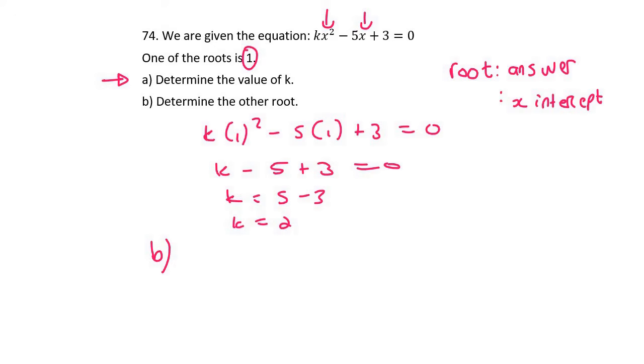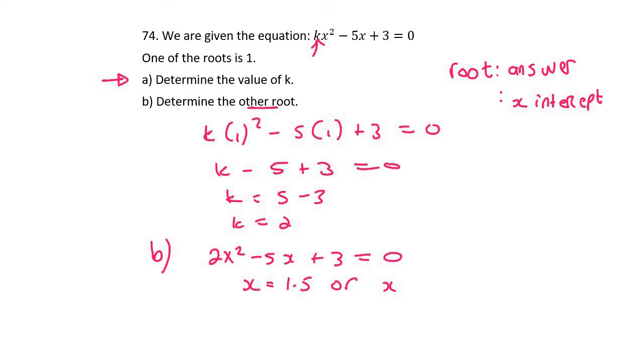Then for question B, it says determine the other root, which is the same as saying determine the other answer. So if k is 2, then it will be 2x squared minus 5x plus 3. And then you can just solve for this using the quadratic formula, or you can factorize. It's up to you. I'm going to use the quadratic formula, and I'm going to get x equals 1.5 or x equals 1. Now we already know that one of the answers was x equals 1, and so this is the other answer that we're looking for. So therefore the other root is x equals 1.5.